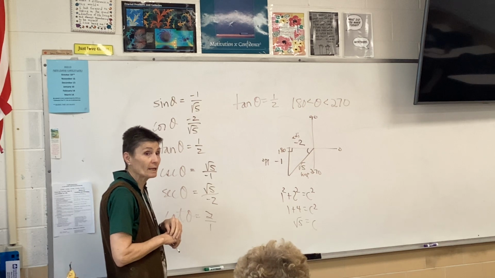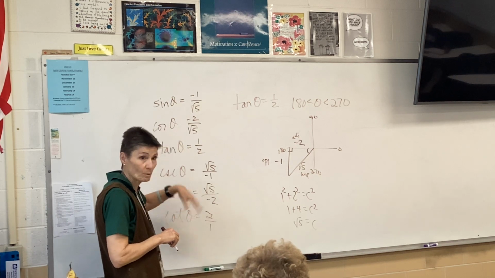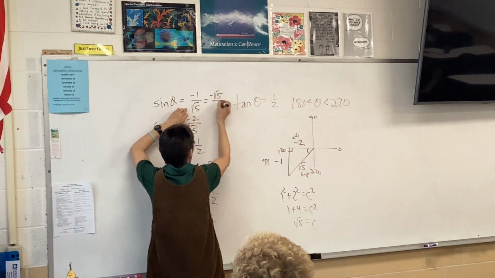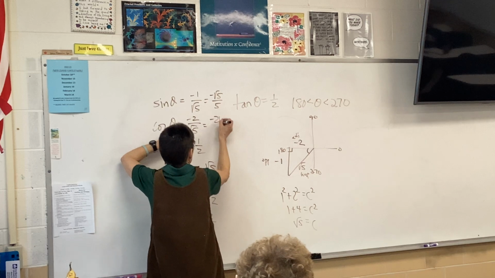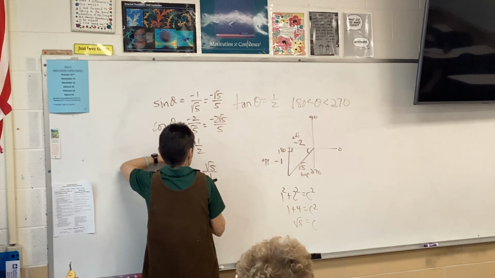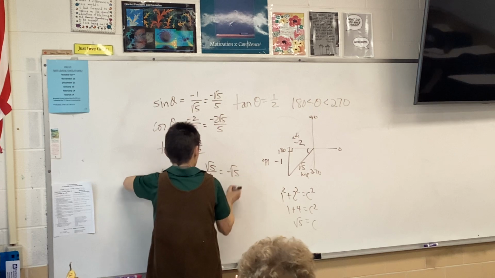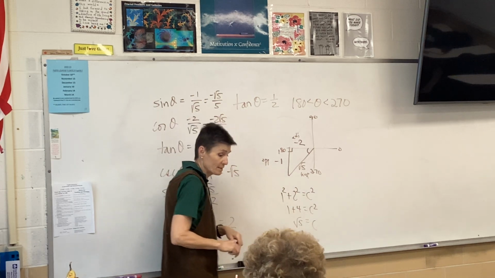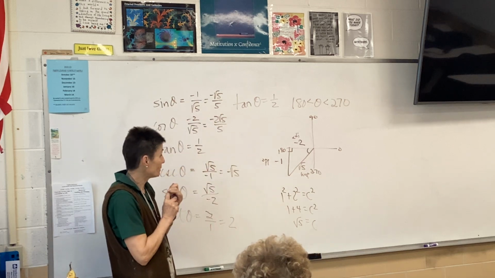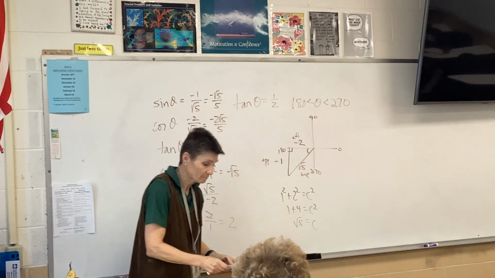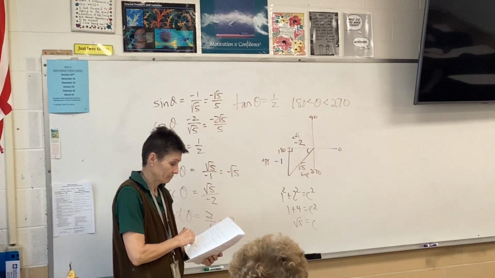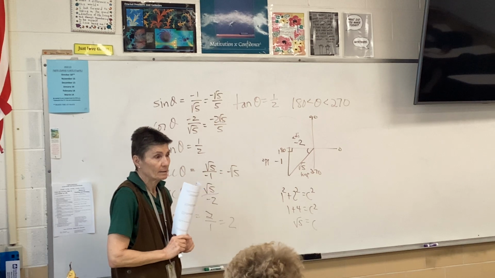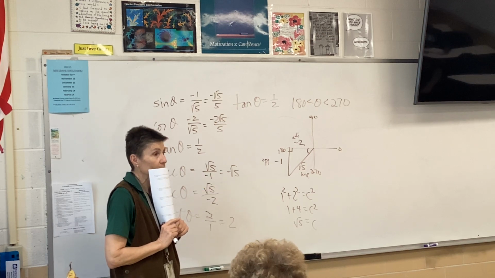Now, if I want to get total A+ credit, I'm going to go back and clean up the ones that need to be cleaned up. So this is going to become negative root 5 over 5. Negative 2 root 5 over 5. Negative root 5. And 2. Now everything is cleaned up totally 100%. We're ready to go. Anybody have a question about that?